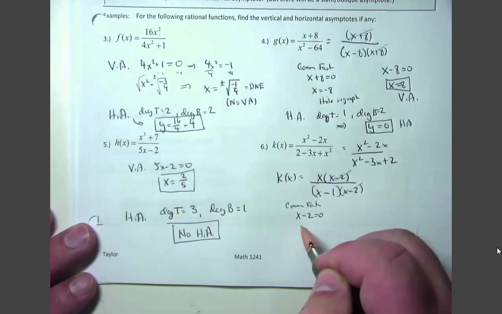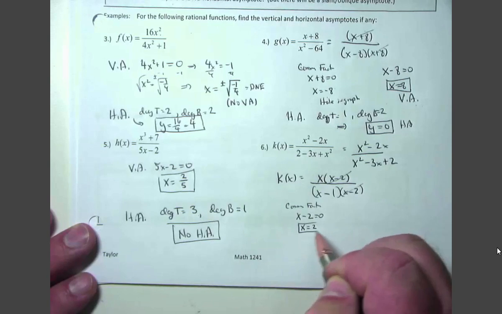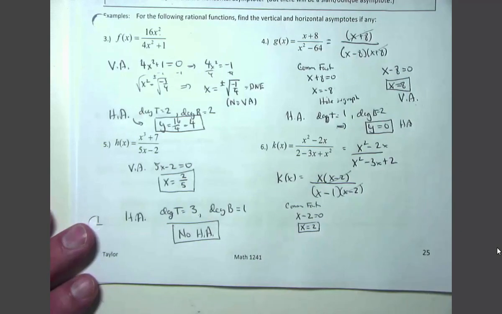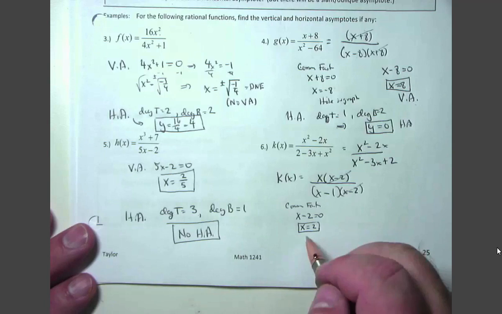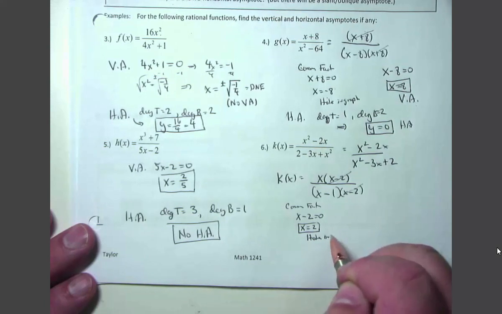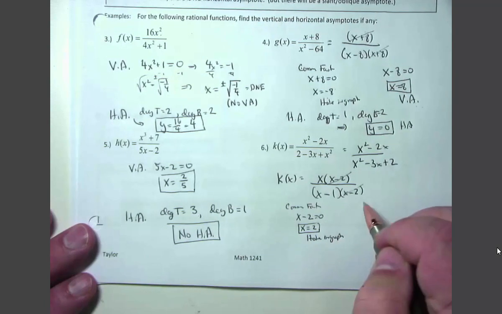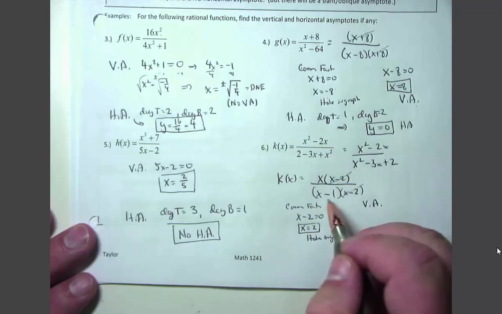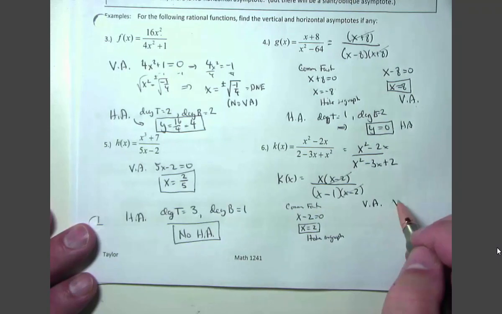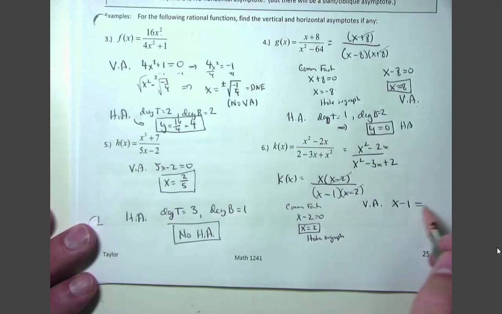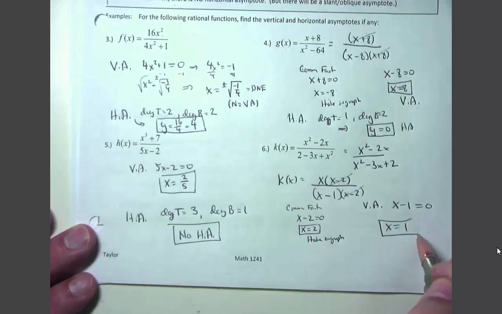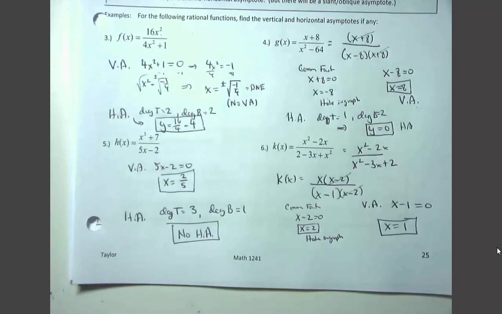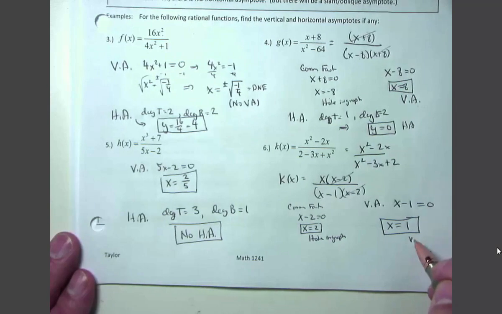I set it equal to 0 and I solve. I get x equals 2. And what is x equal to 2? Right, it's not a vertical asymptote, it's a hole in the graph. The vertical asymptote is the non-common factor, which is the x minus 1 factor. Set it equal to 0 and solve, and I get the equation x equals 1 is the vertical asymptote.